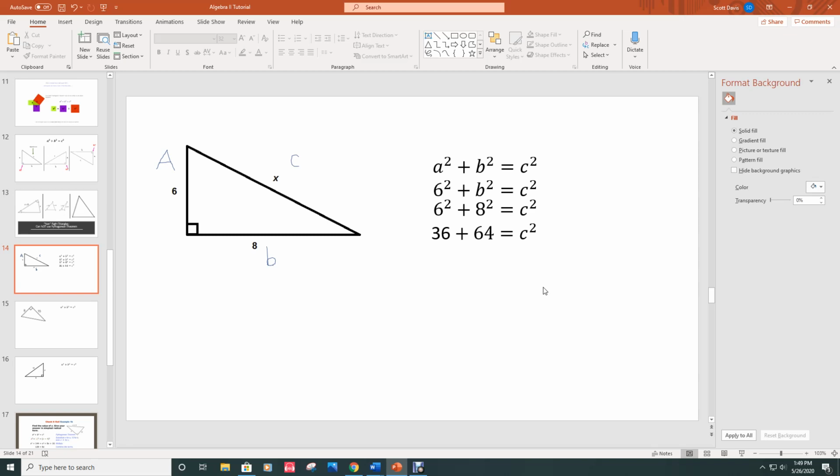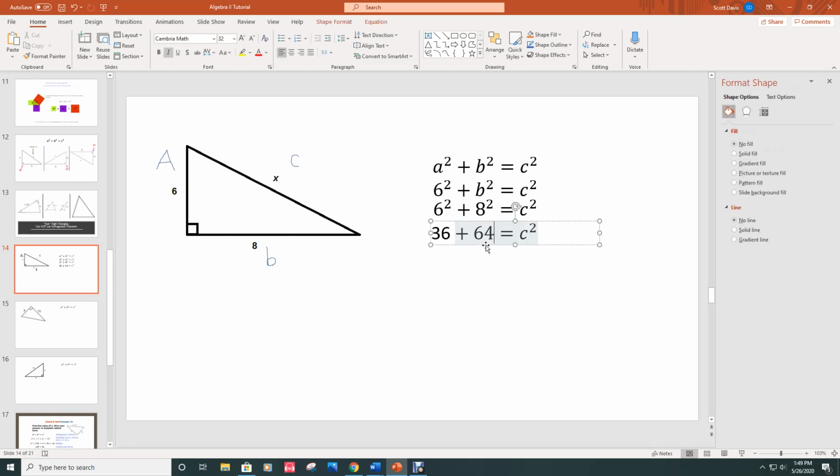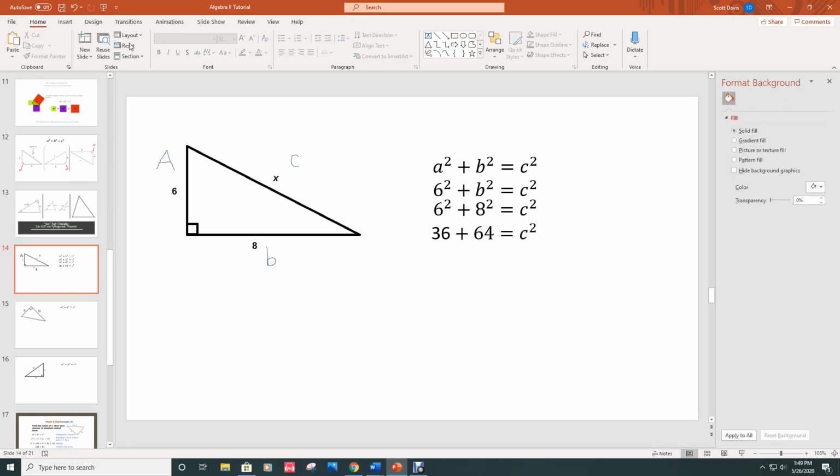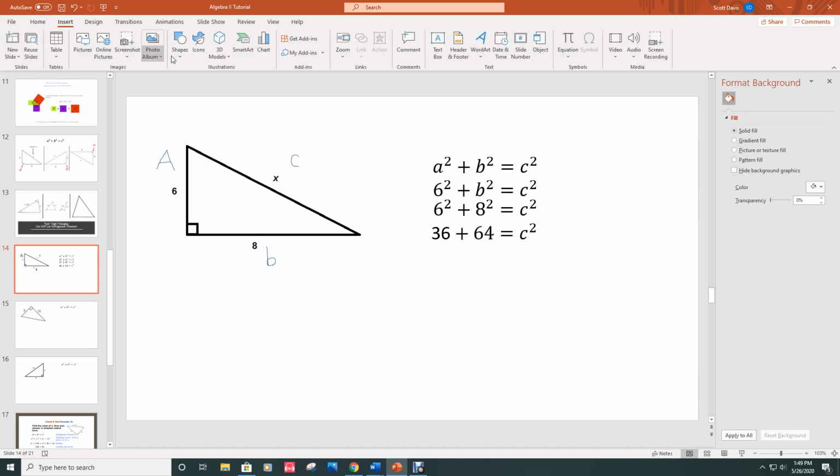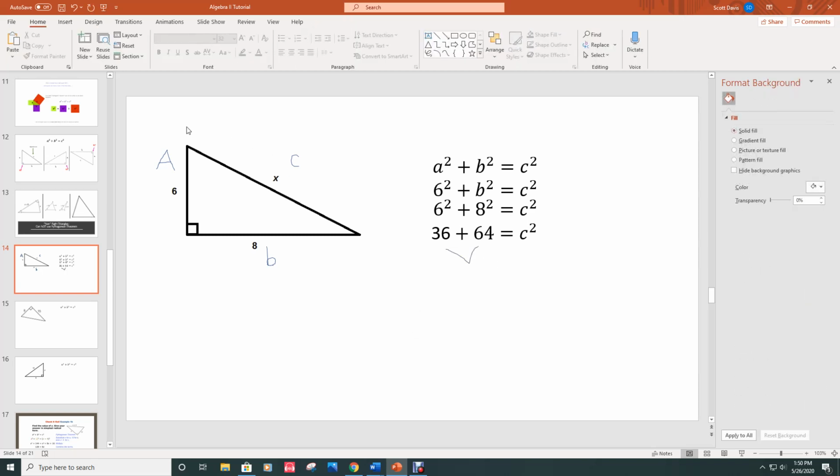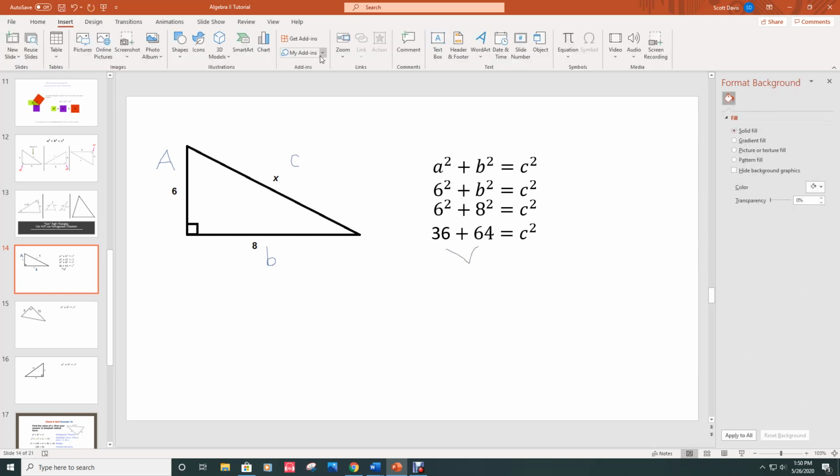Write down and write out that 36 plus 64 so that you can carry it down again and solve it. So we would carry these two together down and solve them. So 36 plus 64.